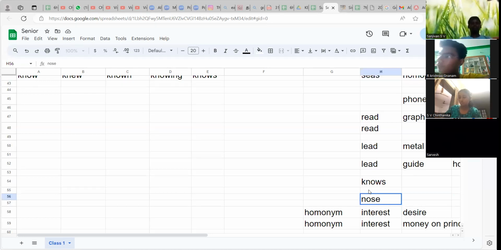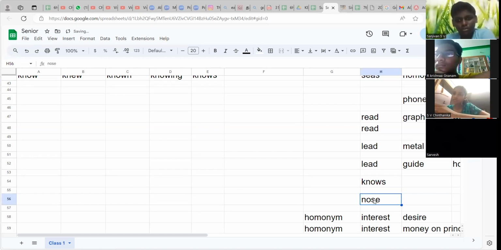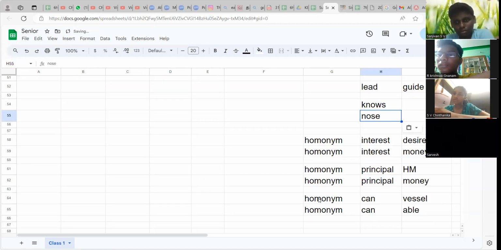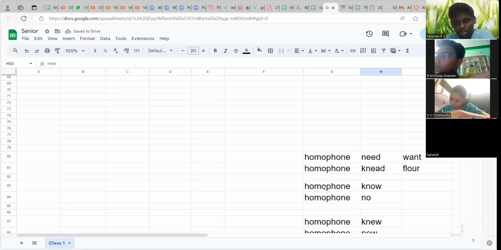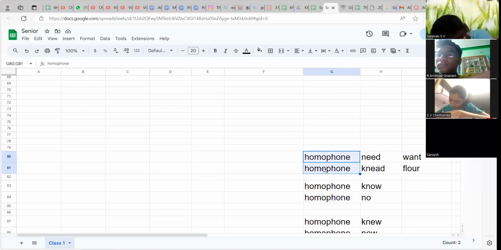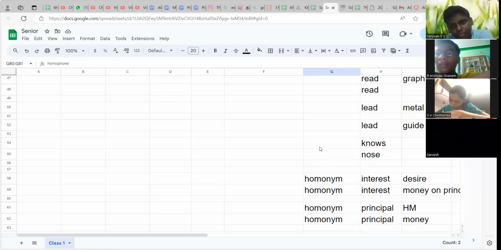In the English listening exams and all, you have to be very careful about this nose. There will be homograph, homophone, homonym. You can easily make a mistake. This nose and that nose become a homophone. Homophone. I'll get this right here.